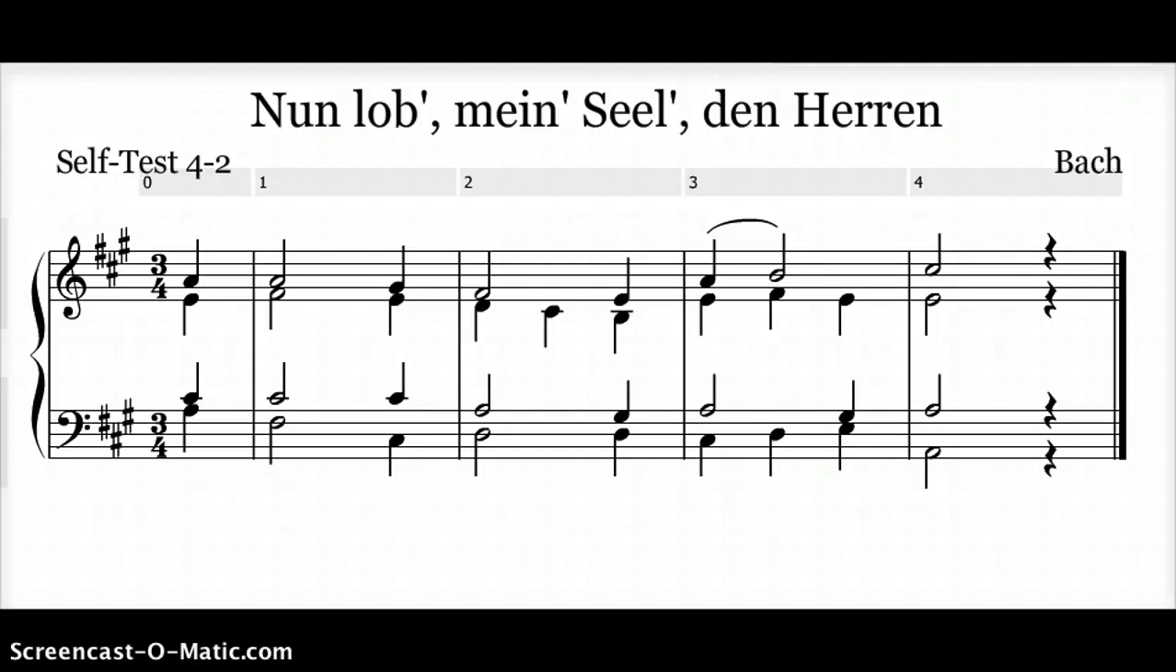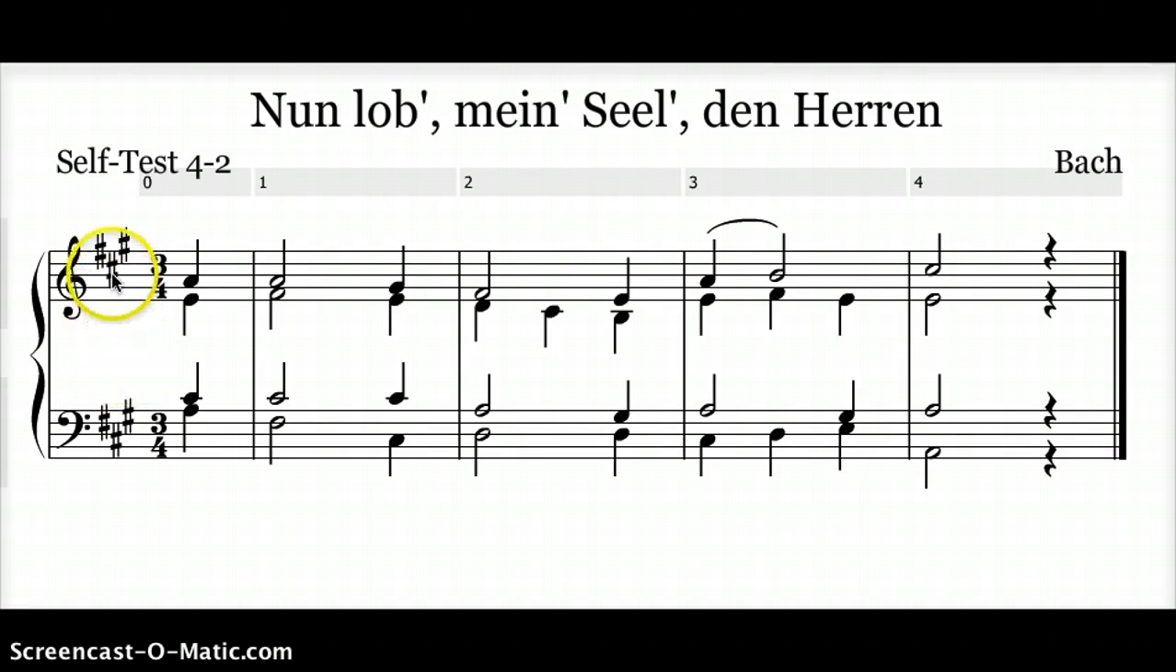Open your textbooks to page 69 and look at section C of self-test 4.2. We'll look at the first example, which is by Bach, and we are going to analyze this using Roman numerals. The first step you want to take is to determine the key.